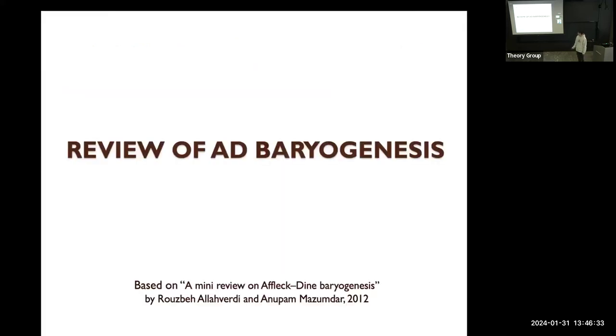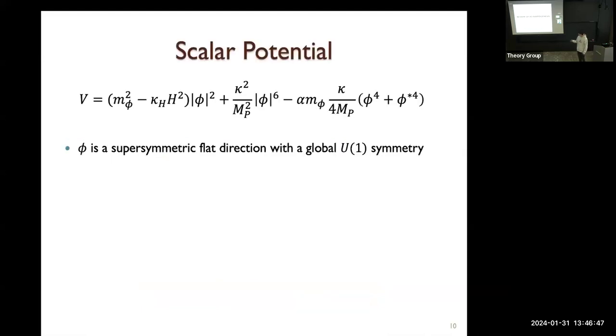But before that, let me review the Affleck-Dine baryogenesis, because this is a very important ingredient in my work. I follow this paper, a mini review on Affleck-Dine baryogenesis in 2012. For the Affleck-Dine baryogenesis, scalar dynamics is the most important stuff. So this is the potential for the scalar, where phi is a supersymmetric flat direction with a global U1 symmetry.